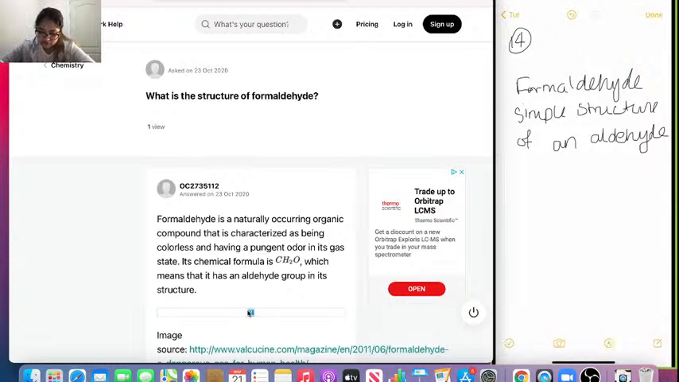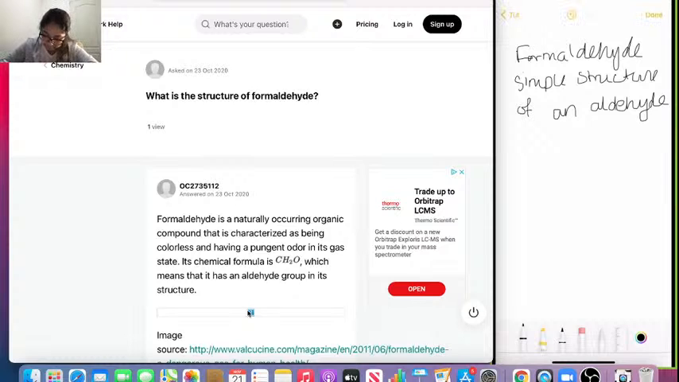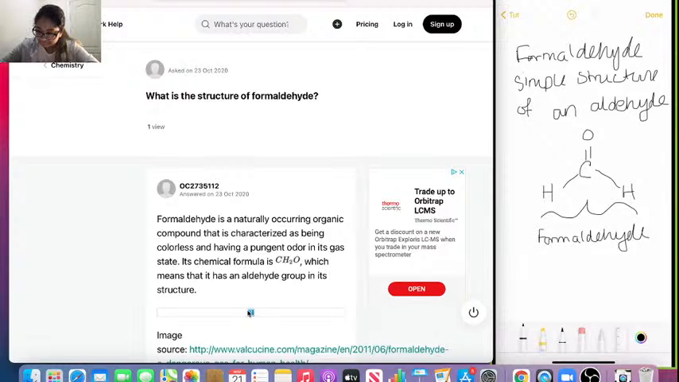So the structure of this is basically a C with a double bond and it has hydrogens. So this is formaldehyde, an aldehyde. And the chemical formula for this is CH2O, with a double bonded O.